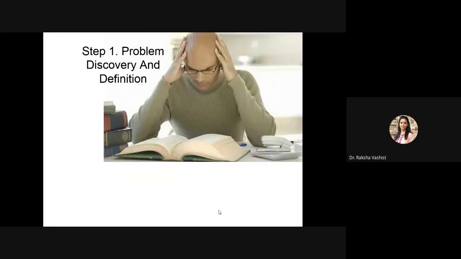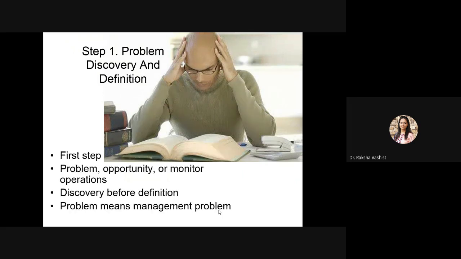Now here is step 1, that is problem discovery and definition. So problem discovery and definition is the first step. All right, it includes problems related to management problem, business problem, opportunity or monitor options. But when we define our problem, we must discover our problem. All right, so we have to discover before the definition of the problem.